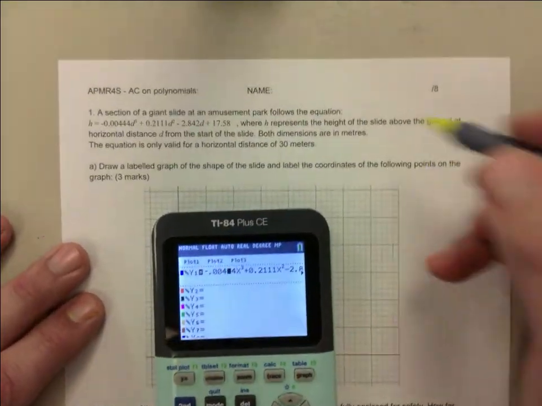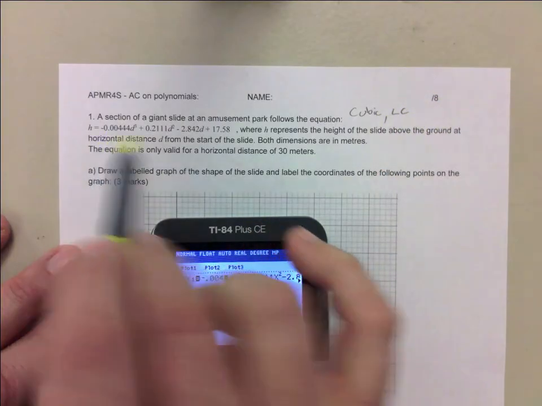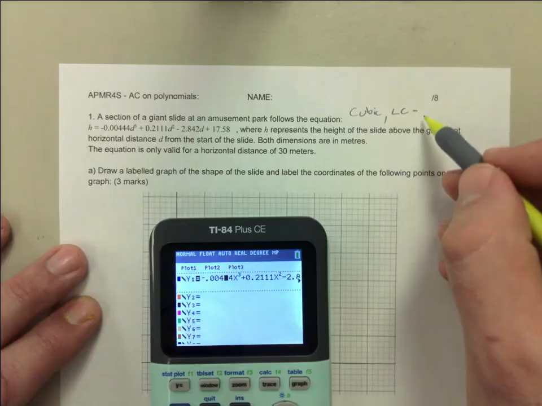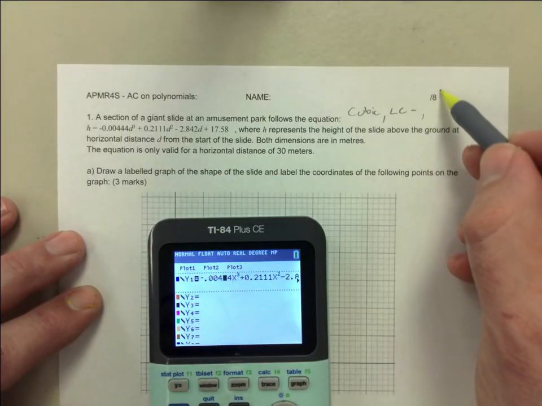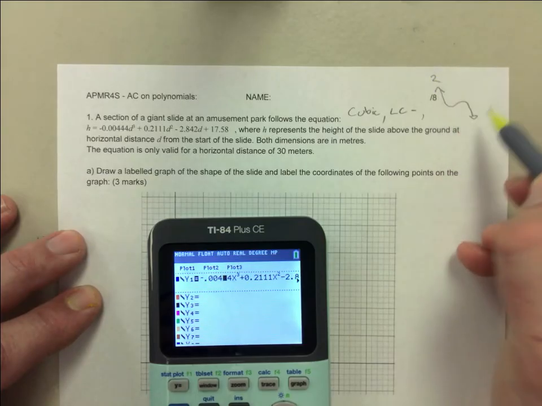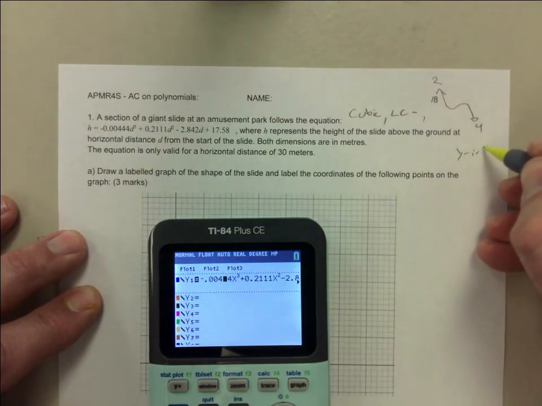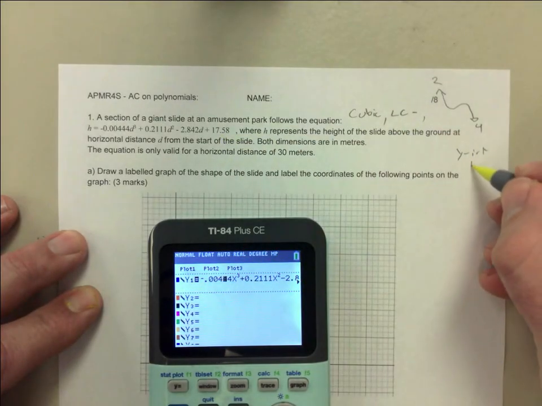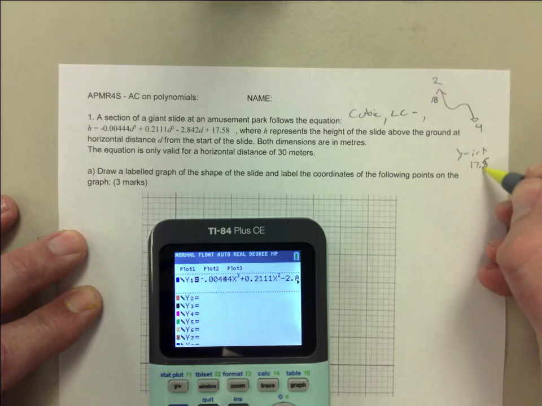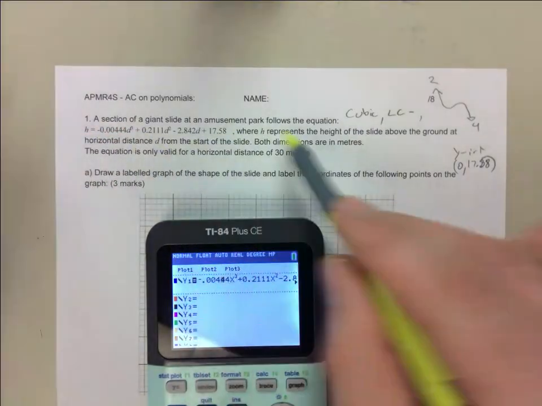Before I even graph this, it's cubic. The leading coefficient is negative. And you've got B and C. So I actually expect something like this. Okay, from quadrant 2 to quadrant 4. And I know that the y-intercept is 17.58. All of these things just by looking at that.